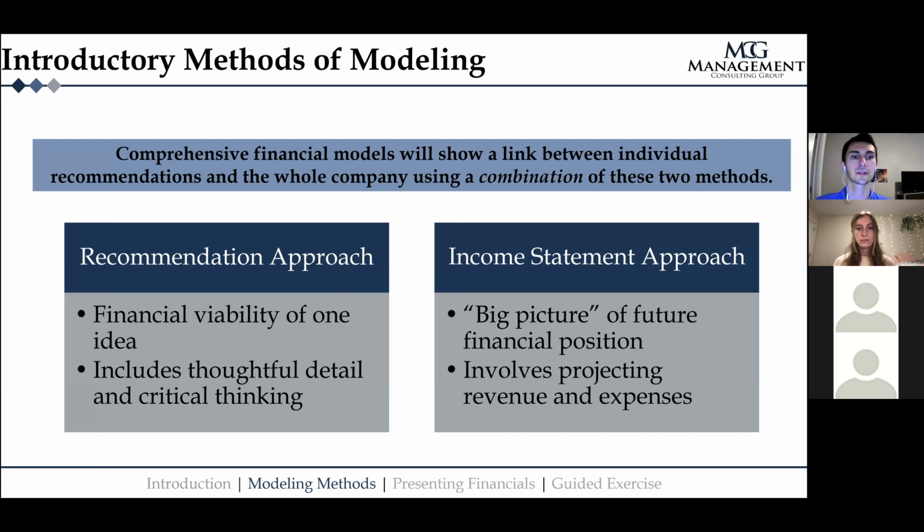So that recommendation approach is looking at the financial viability of one idea, or in your case, of all three of your recommendations, and it's including those details and critical thinking. Think about the different aspects that go into your recommendations and what they'll cost or what revenues they'll bring in. And that income statement approach is a big picture of future financial positions. So that could include growth rates. You could be looking at how Apple is expected to grow without the recommendations as opposed to how they'll grow with the recommendations. You can look at this year's income statement and then add in those costs and see how your recommendations cause a change.